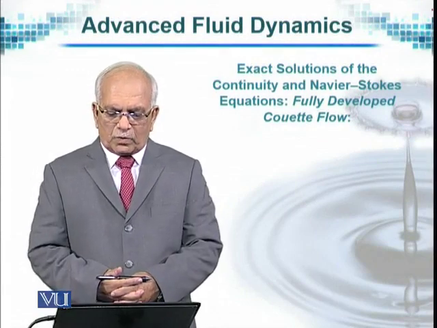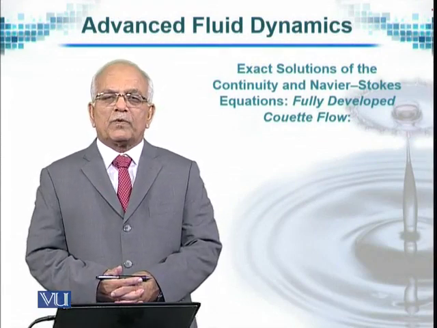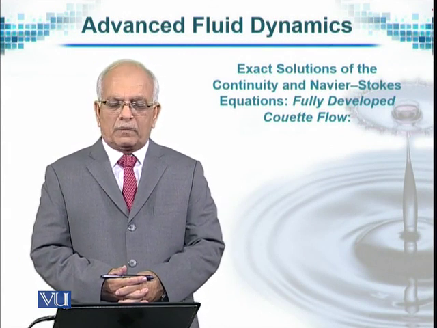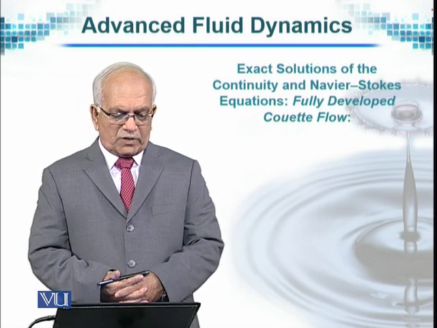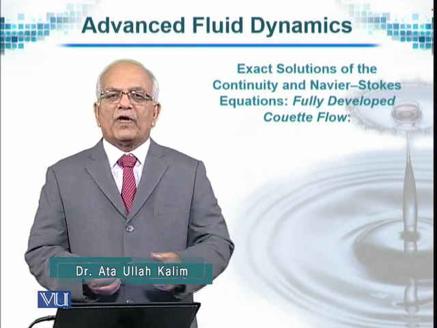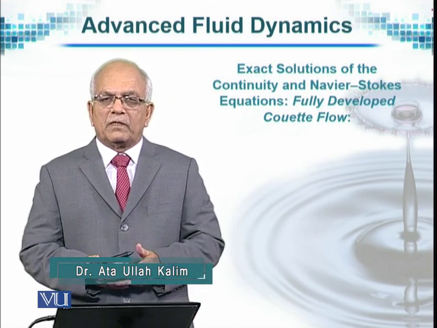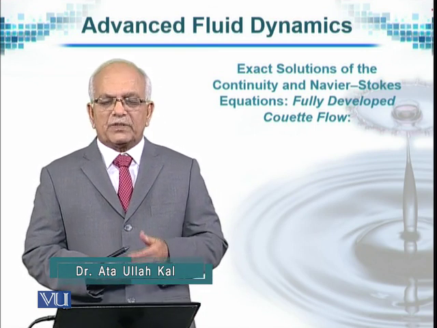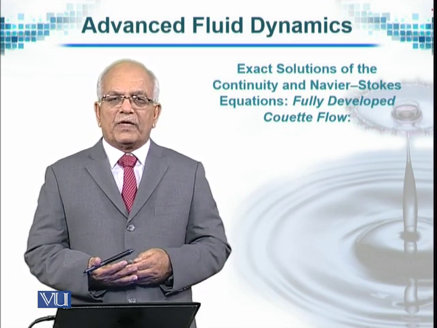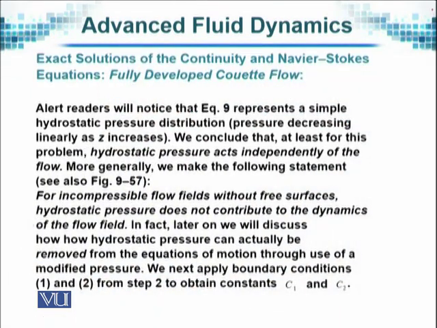We continue to solve the problem of the Couette flow, the flow that is taking place between two infinite plates with the prescribed conditions. We were to obtain three unknown constants C1, C2, C3. We have obtained the value of C3, which is equal to P naught, and we write down the equation.